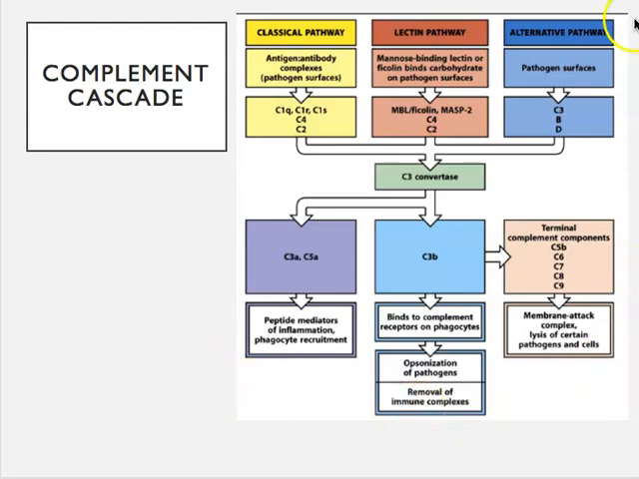But really, if you just pay attention to this little flow chart here, I think it gives a visual to make it a little bit more relatable. But the biggest takeaways here are what activates each one of these pathways. So the classical is antigen antibody complexes. The alternative was the second one we talked about. It reacts to the surfaces of pathogens. And then the lectin pathway is a little bit different. Mannose binding lectin or ficolin binds carbohydrates on pathogen surfaces.